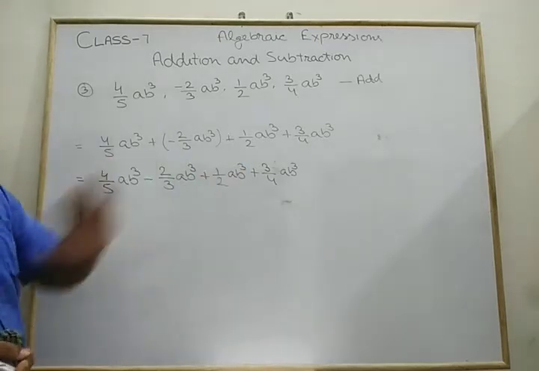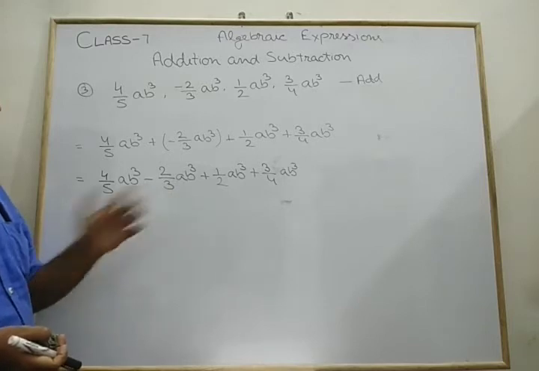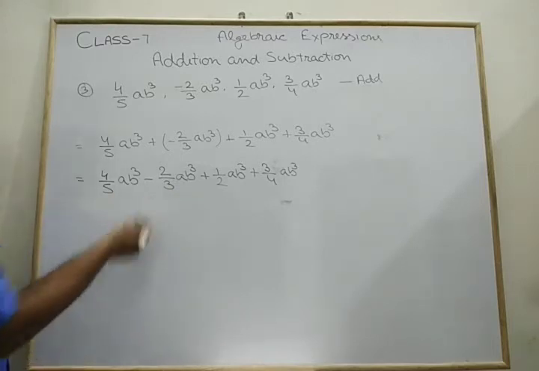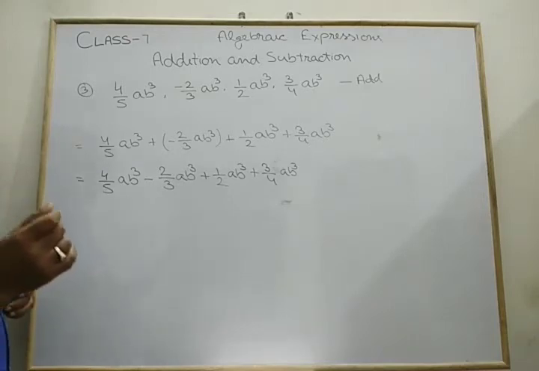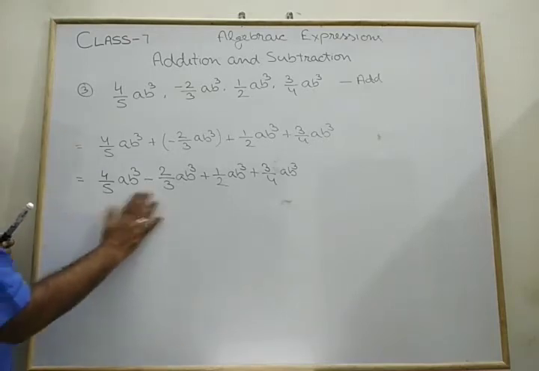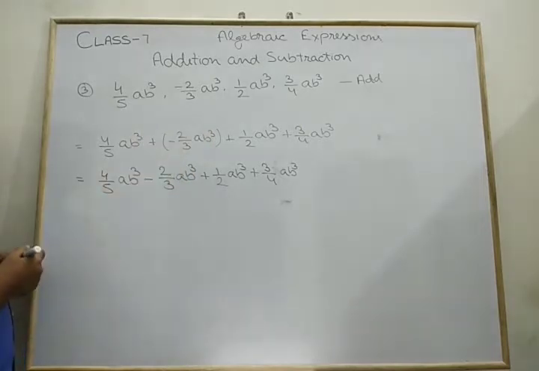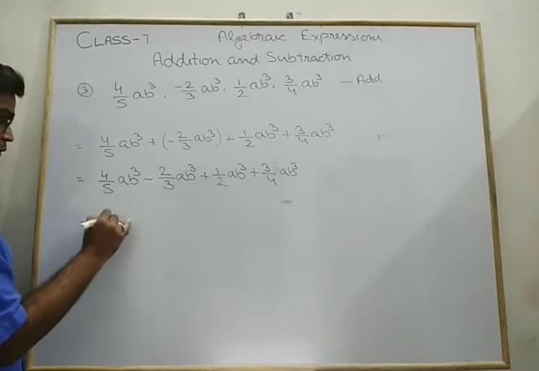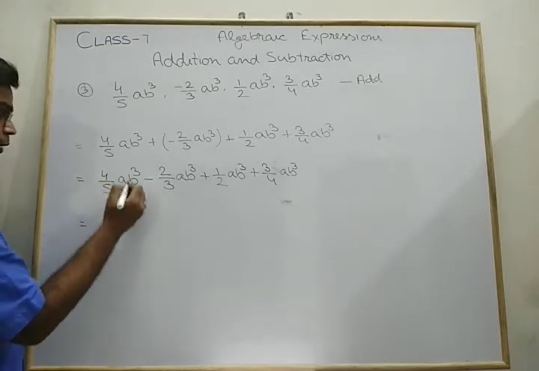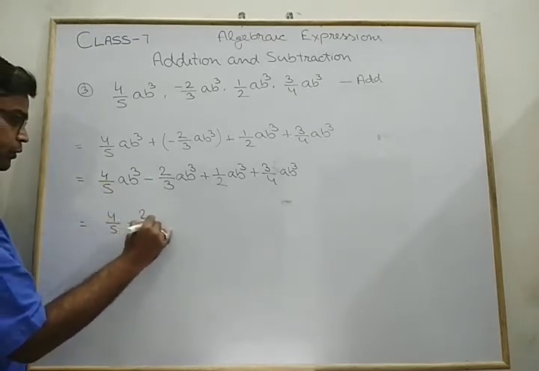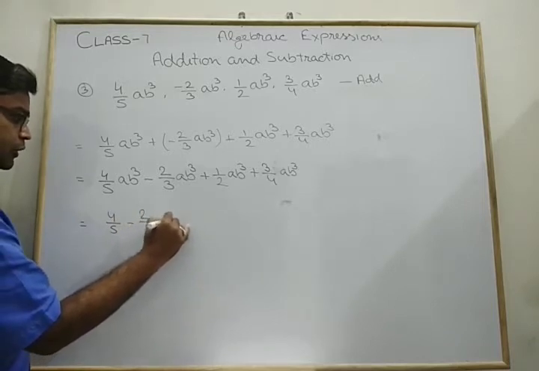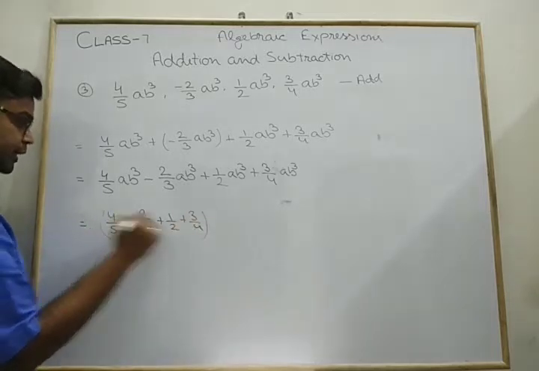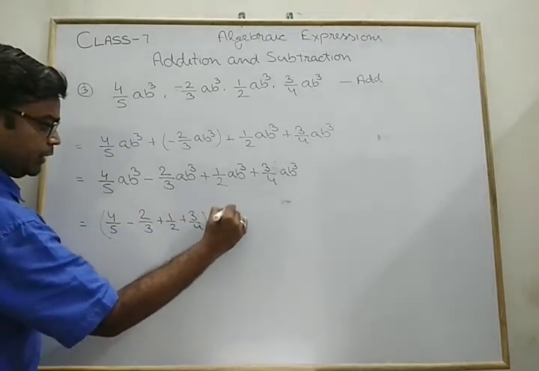We can use the same way. First we add the numbers with the same sign and then do the simplification. But in this case I am going to choose a tricky one. We can take ab cube common from all the terms. Common means what? Simply divide. 4 upon 5 minus 2 upon 3 plus 1 upon 2 plus 3 upon 4, keep in bracket, and outside the bracket write ab cube.